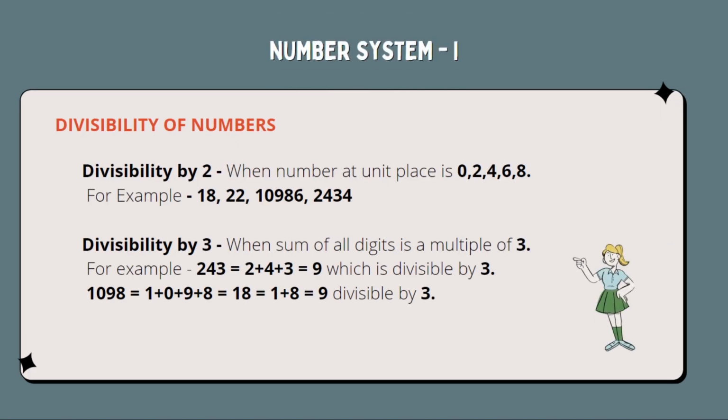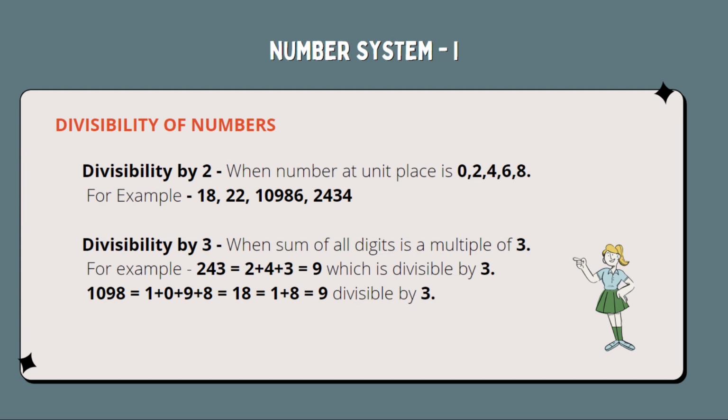Divisibility of numbers. Divisibility by 2. Any even number is divisible by 2. Now what is an even number? Where the unit digit is 0, 2, 4, 6, 8. So when the unit digit is 0, 2, 4, 6, 8, then the number is divisible by 2.